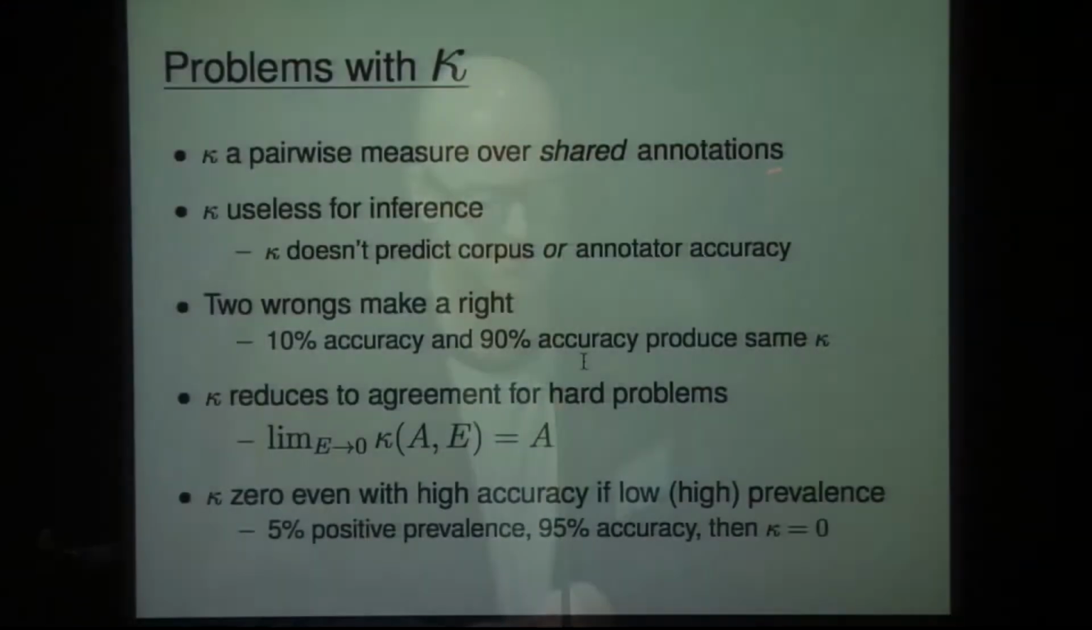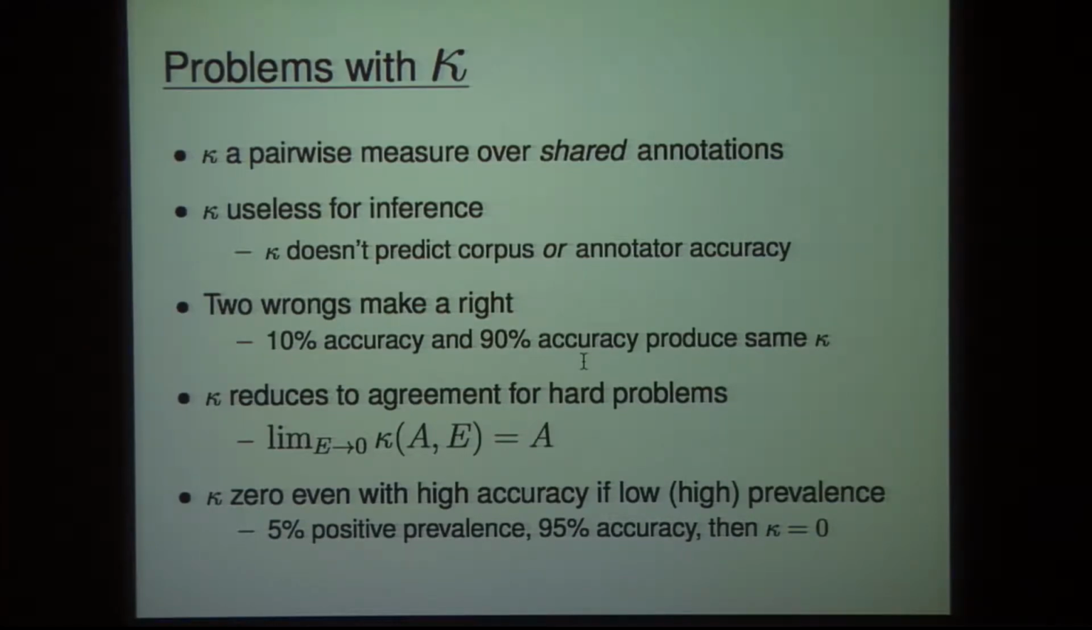And then usually some arbitrary threshold is set, and kappas above that level are considered acceptable. So the problem with kappa is that it just gives you a pairwise measure over shared annotations. Very often the data you collect doesn't look like every annotator annotated the same subset of data. So if you're doing something like Mechanical Turk, you might get 100 annotators, each of which annotated 5% of the data, and many pairs of those annotators don't even overlap.